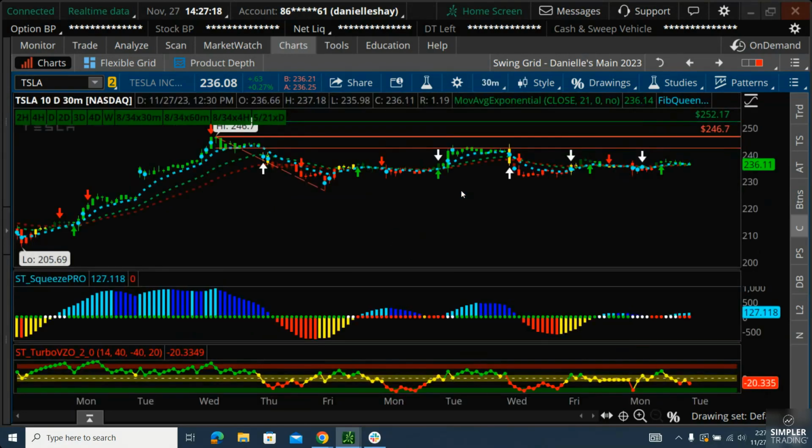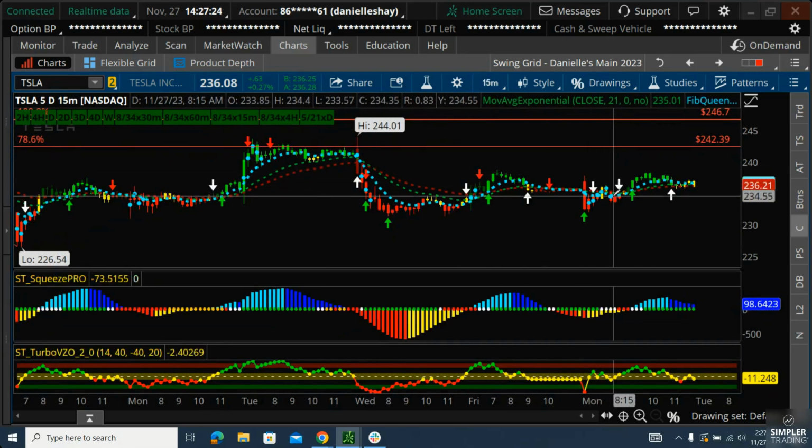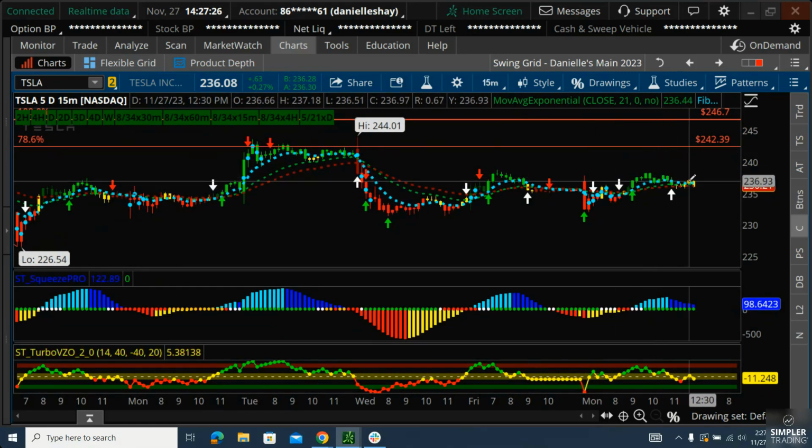If you look at even the lower time frame charts, you've got a 30-minute squeeze here too. You've got a 15-minute squeeze that already fired, but it looks like it's gone back into consolidation mode.